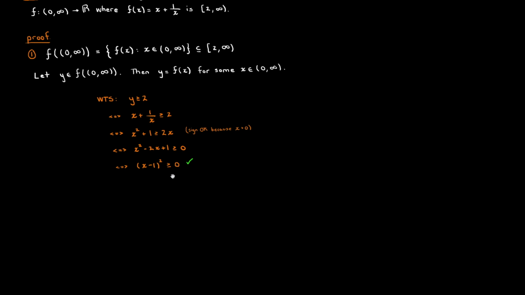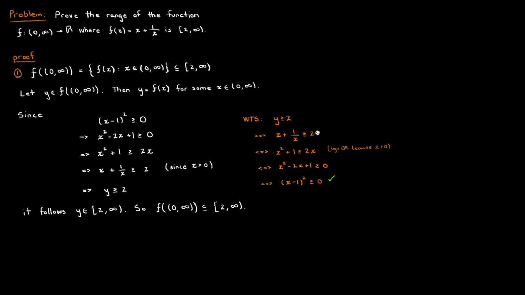Now this is a statement that is true because for any real number a, a squared is non-negative. So over here, x minus 1 is some real number. When you square it, it's going to be non-negative. So what we have done here in orange is our scratch work or our rough work. Now we can actually write out the formal proof.